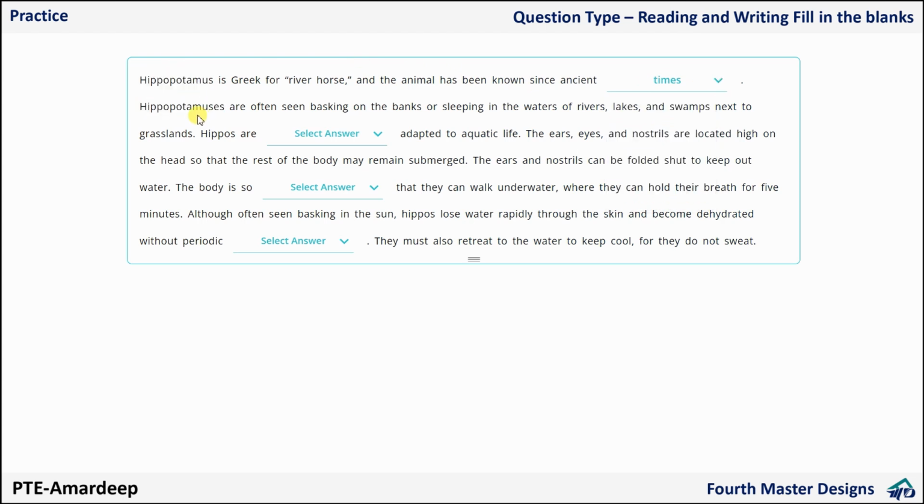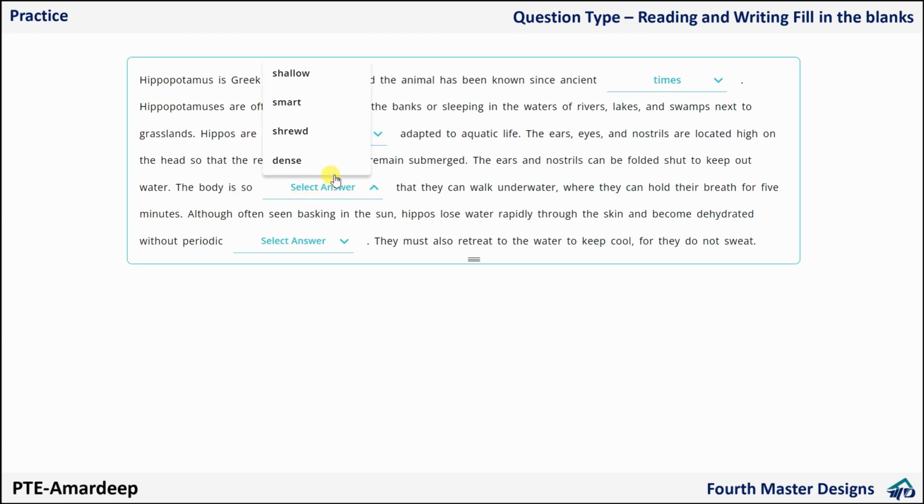So no discussion here. Hippopotamuses are often seen on the banks or sleeping in the water. This one next to grasslands. Hippos are dash adapted to aquatic life. They are well adapted to, regardless, the sentence is not like, I can say regardless, they are weak, doesn't make sense, they are well adapted to. The ears, eyes and nostrils are located high on the head, so that the rest of the body may remain submerged. The ears and the nostrils can be folded shut to keep out water. The body is so dash that they can walk underwater. The body is so dash where they can hold their breath for 5 minutes.